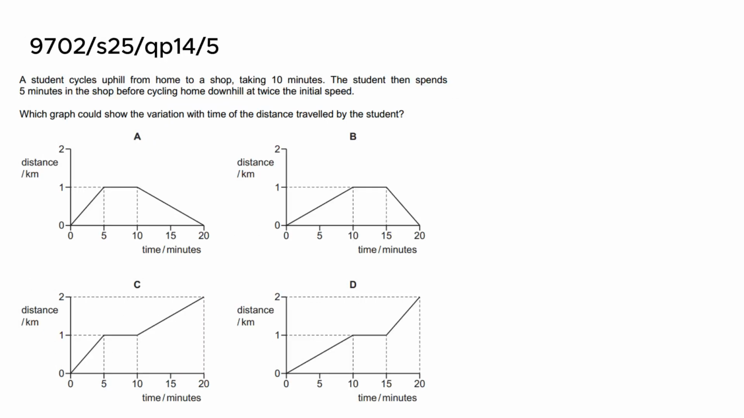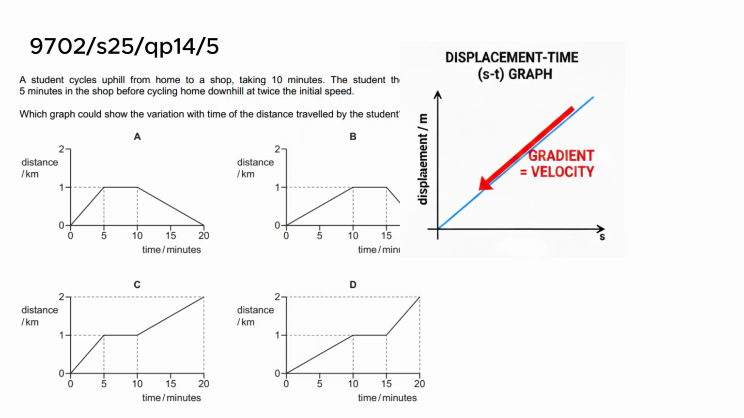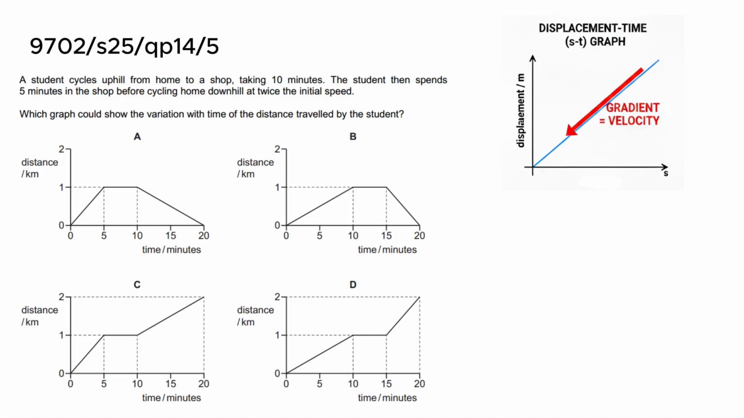We've mastered velocity-time graphs, but what happens when the axes flip to displacement and time? Let's check with this question. We have a distance-time graph. In our toolbox, tool number 2 says the gradient of this graph is the velocity. Since we have distance instead of displacement, the gradient represents speed in this case.